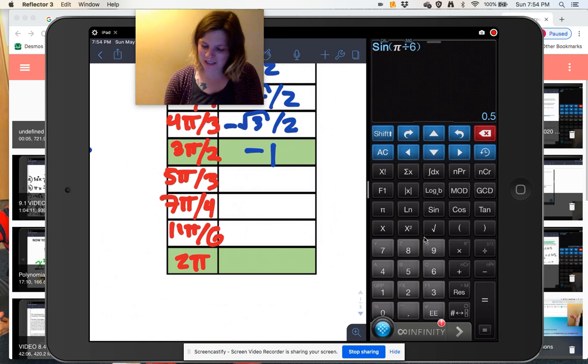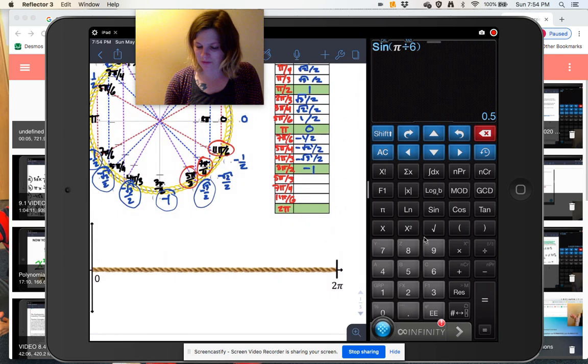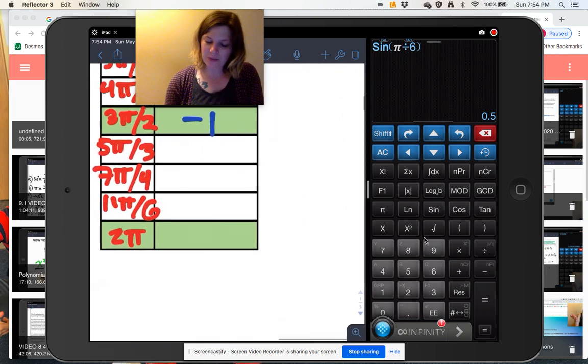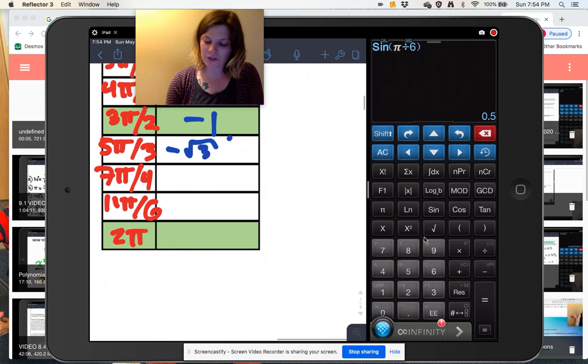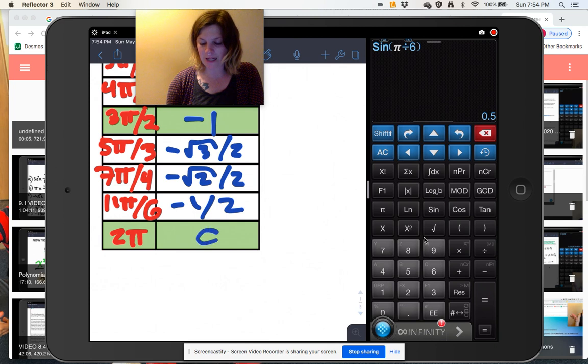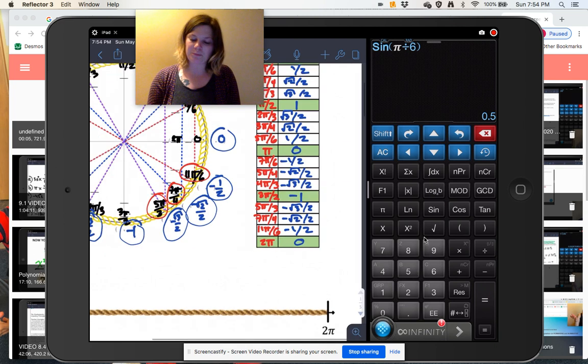All right, so then our sine values are going to be negative root 3 over 2, negative root 2 over 2, negative 1/2, and then back to 0. So we have negative root 3 over 2, negative root 2 over 2, negative 1/2, and then we are back at 0 at the end.